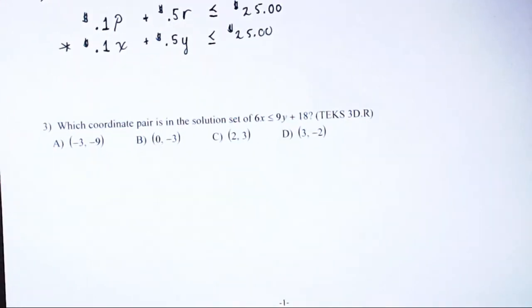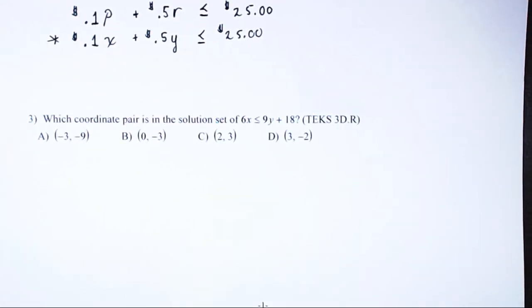Okay. Now we'll look at number 3. Which coordinate pair is in the solution set of 6x less than or equal to 9y plus 18? Now, okay, so this question is going to require us to graph some things. But before we can graph anything, we have to get this inequality in the form that can be graphed.